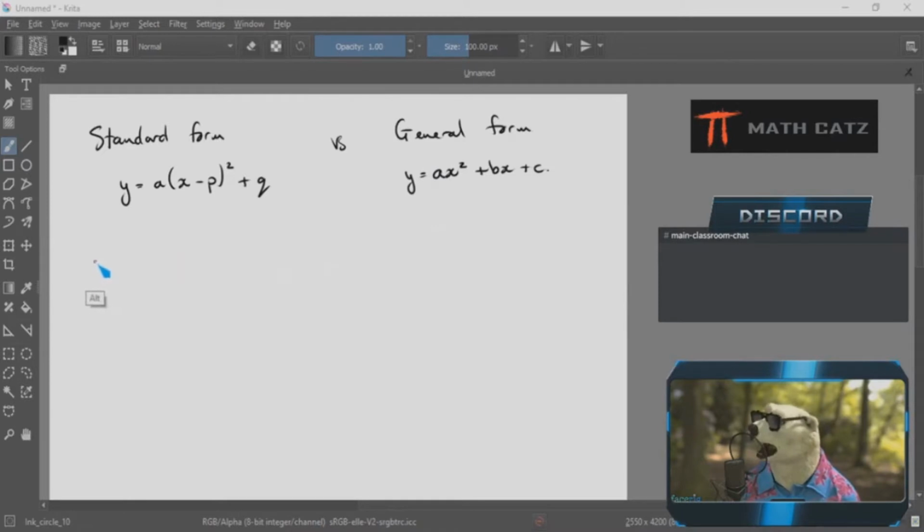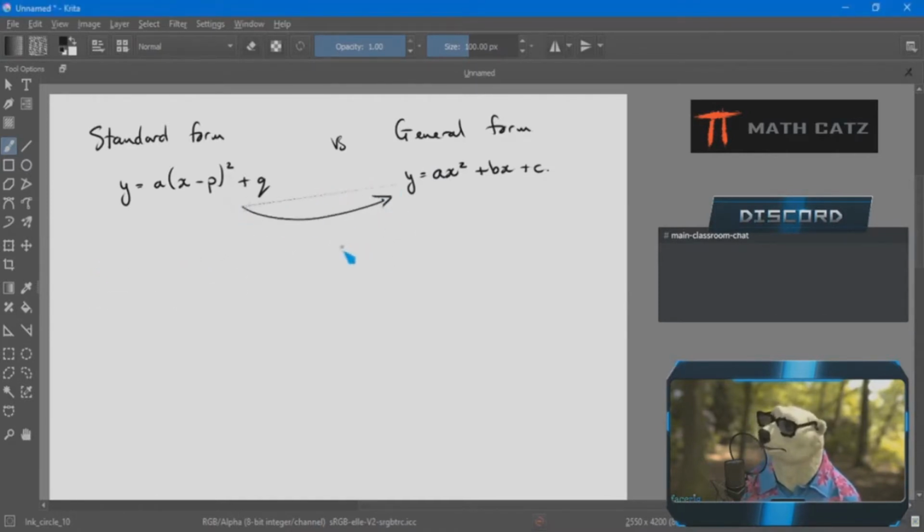If I have the standard form, going to the general form is easy because I just simplify. But to go back from the general form to my preferred standard form, I have to complete the square.